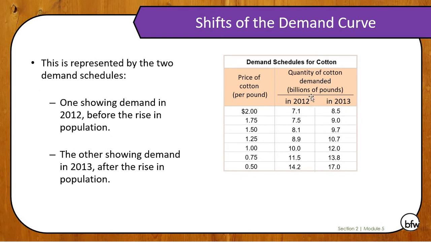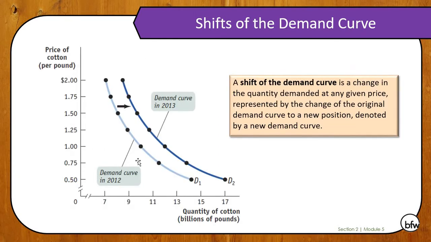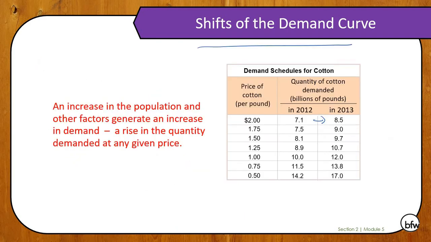This just shows you that on the left you have your demand schedule for 2012, on the right for 2013. A shift, just like in the production possibility curve, is going to be shown by a whole new curve shifting to the right, in this case because it was an increase in demand. Now, if population decreased instead of increased, then these numbers would all be less.